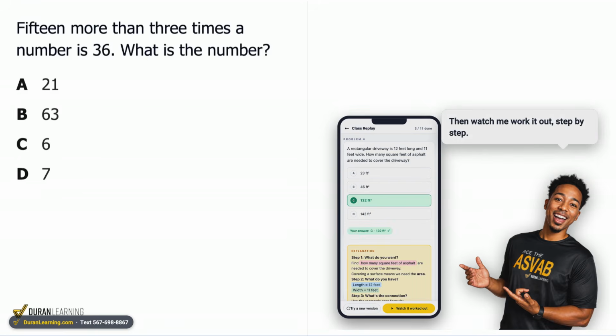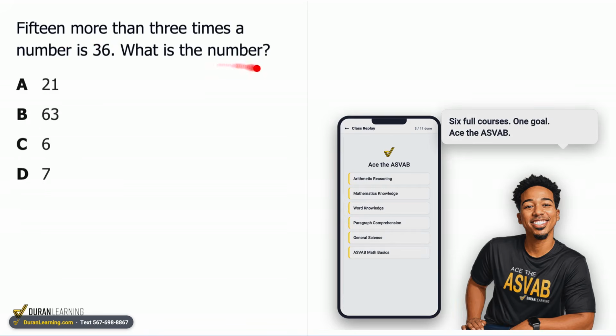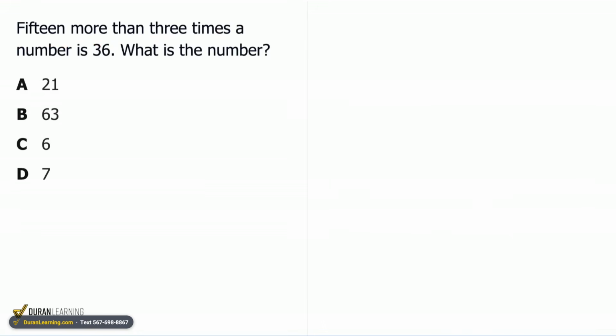So what does it say here? It says 15 more than 3 times a number is 36. What is that number? Okay, so let's go ahead and get after it here.